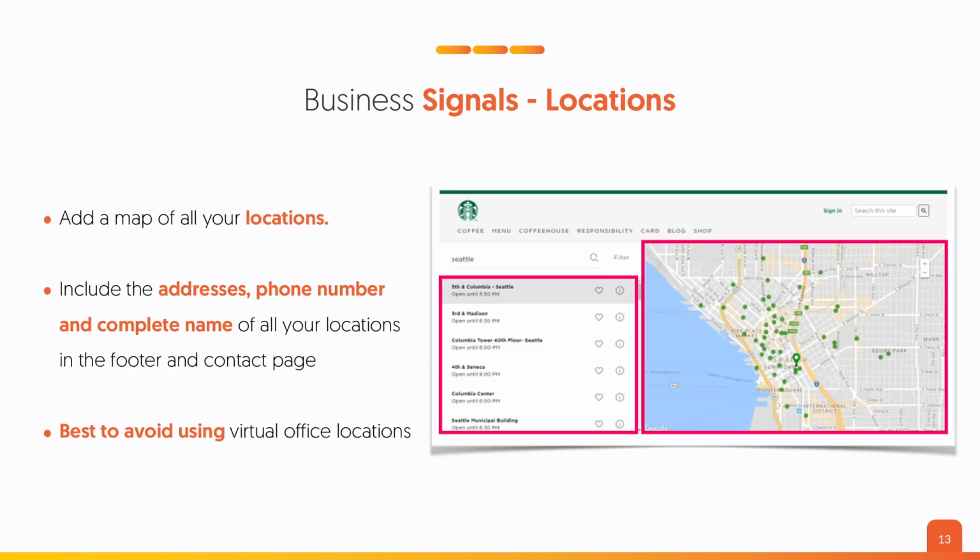Location is also important. You want to add a map of all your locations and include the address, the phone number, and name of each of the locations in the footer of your contact page. And please avoid trying to use virtual office locations. This isn't great. People don't like them. Google doesn't like it. You want to use real physical addresses.